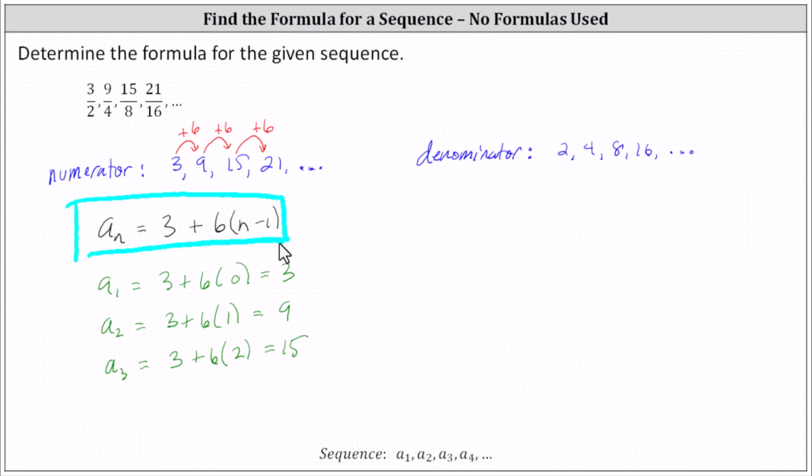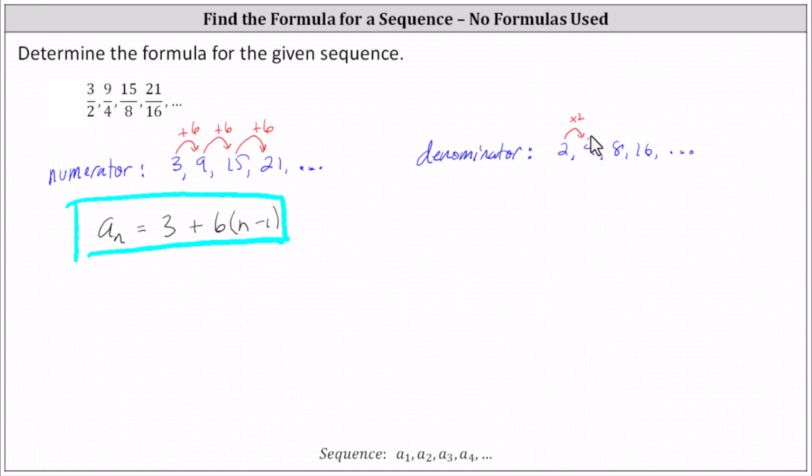And now let's focus on the sequence for the denominator. Analyzing the terms, we might recognize that 2 times 2 is equal to 4. 4 times 2 is equal to 8. 8 times 2 is equal to 16. We recall repeated multiplication can be expressed using exponents.